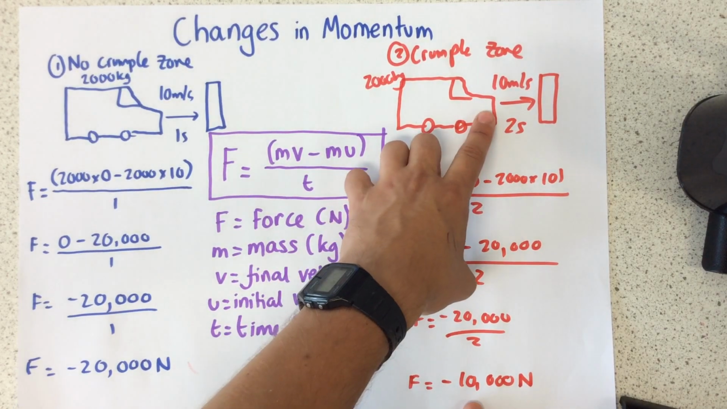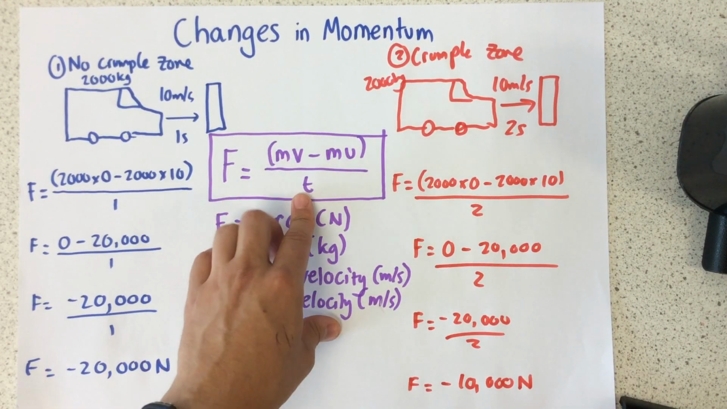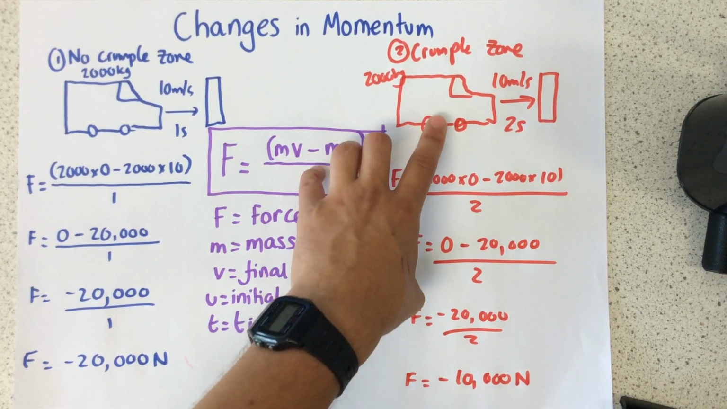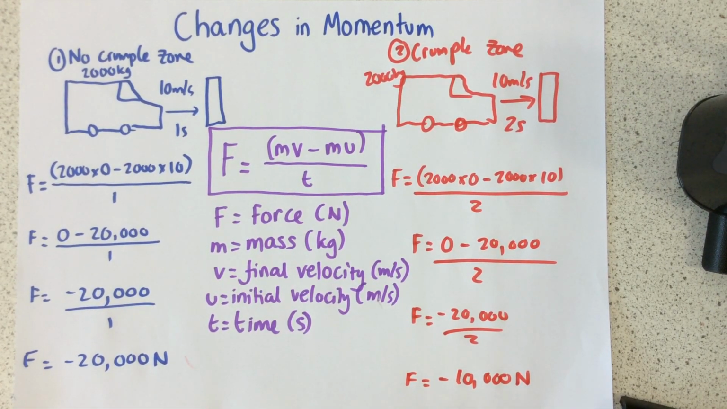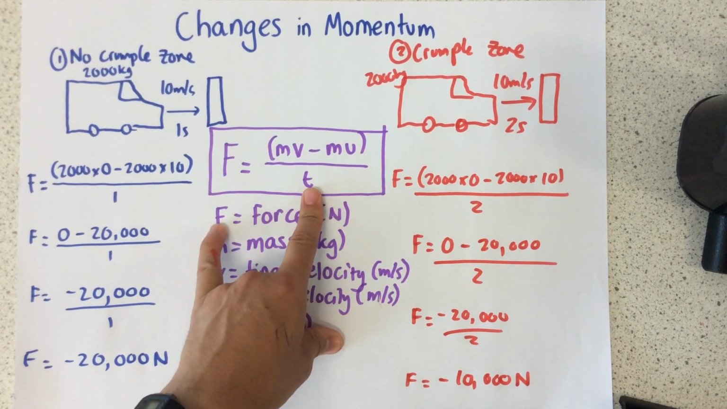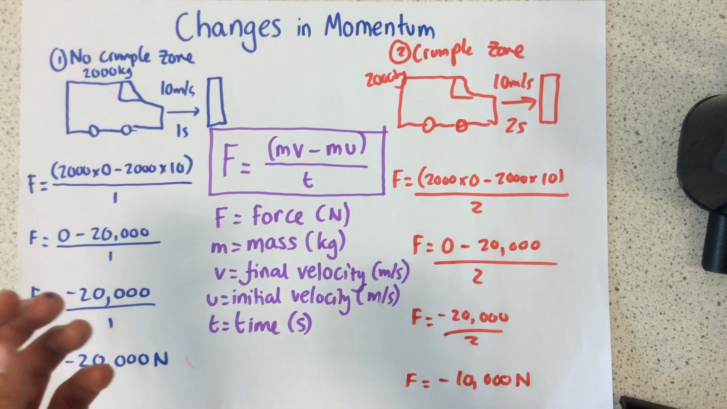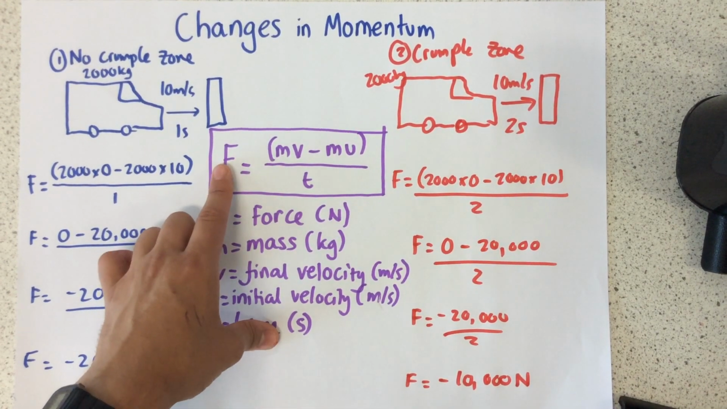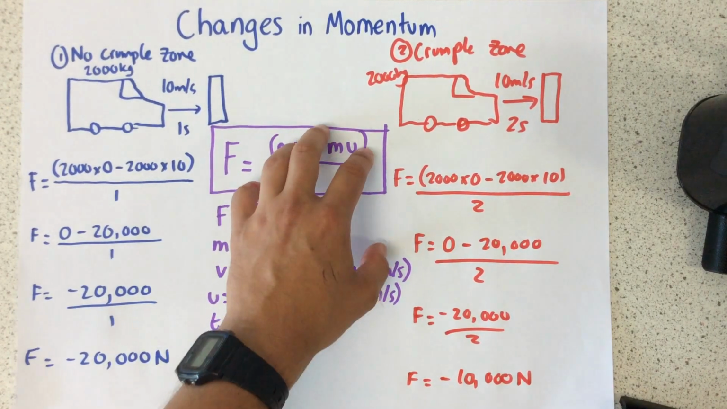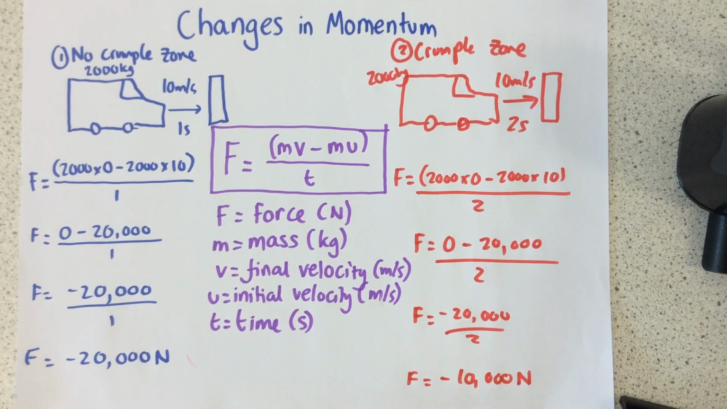So by having that crumple zone, which increases the amount of time the collision occurs for, we are giving this person a much better chance of being able to survive. This is why crumple zones and seat belts are used, because they prolong the amount of time the collision happens for. Therefore, the change in momentum is the same, but the force exerted upon the person is much less. That is how to use this equation, and that is changes in momentum.